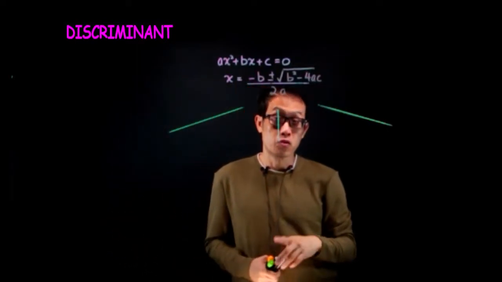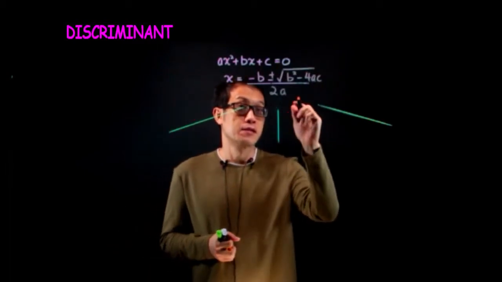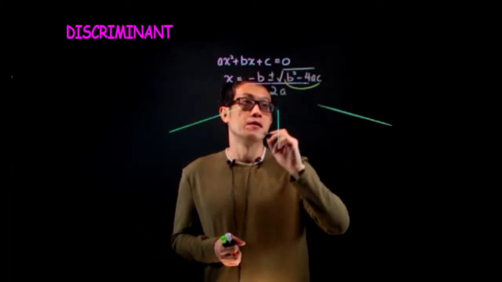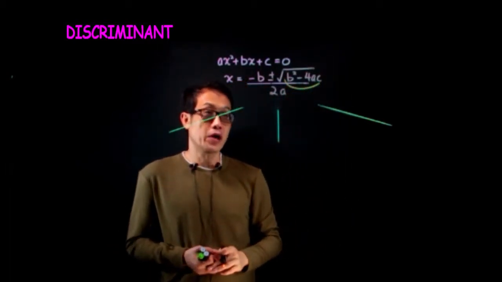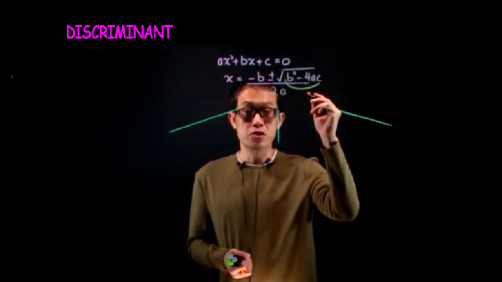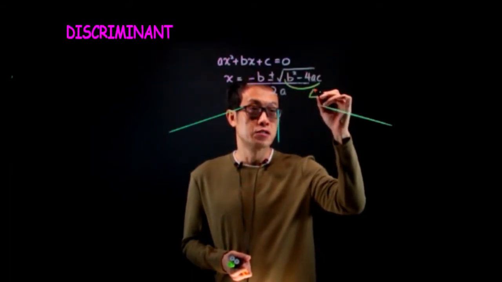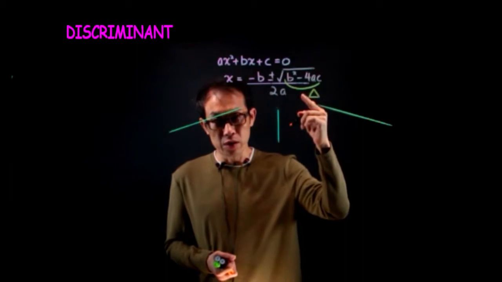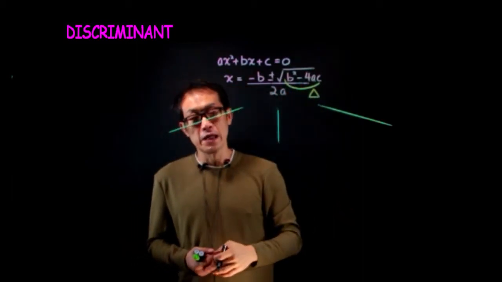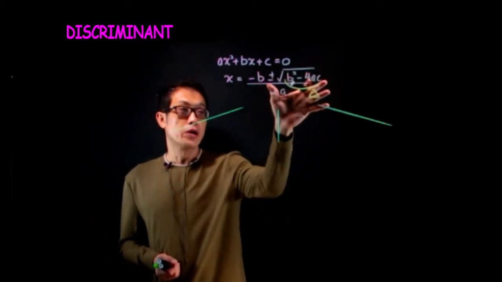Now, today we will be concentrating on this part, b squared minus 4ac, and this is called the discriminant. Sometimes we use a triangle to denote the discriminant. Now you look at this equation.